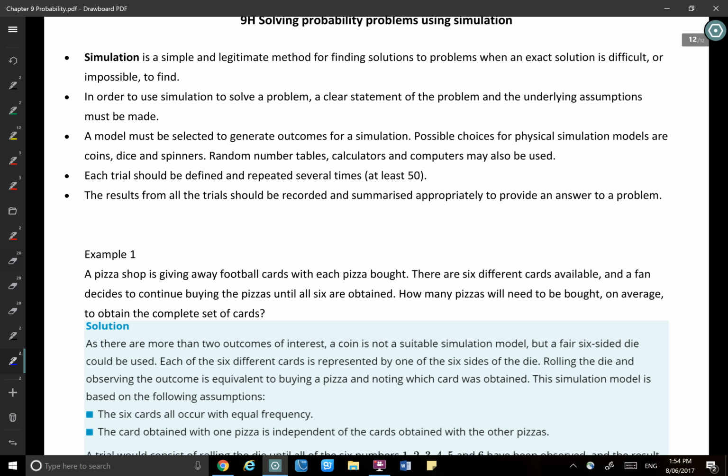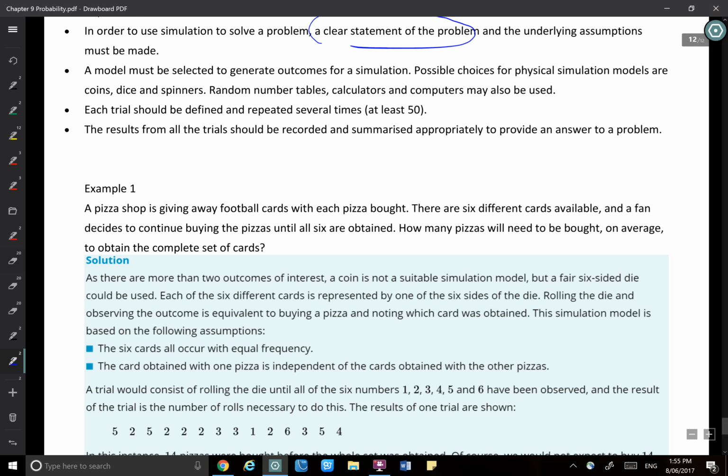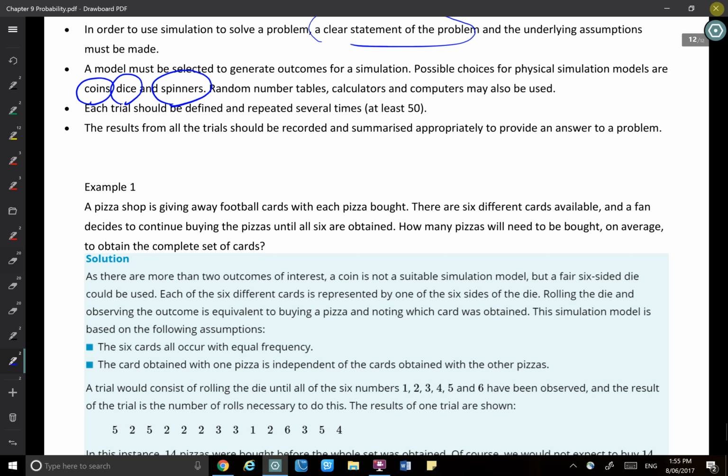In order to use simulation to solve a problem, a clear statement of the problem and assumptions must be made. A model must be selected to generate outcomes for a simulation. Possible choices for physical simulation models are coins, dice, and spinners. Random number tables, calculators, and computers may also be used. Each trial should be defined and repeated several times, at least 50 times. The results from all the trials should be recorded and summarized appropriately to provide an answer to the problem.